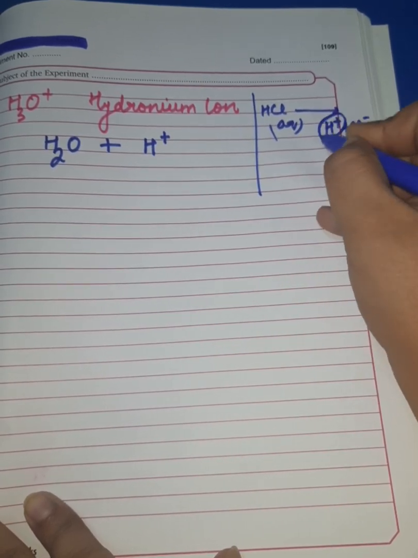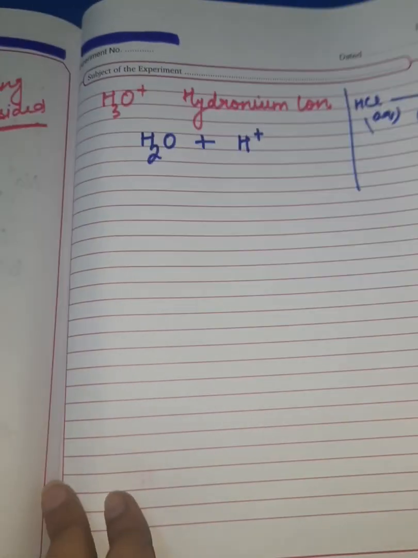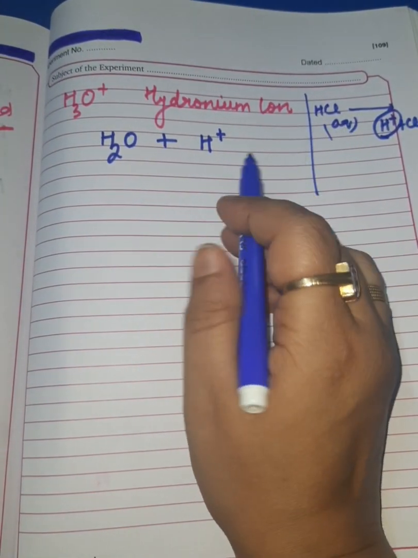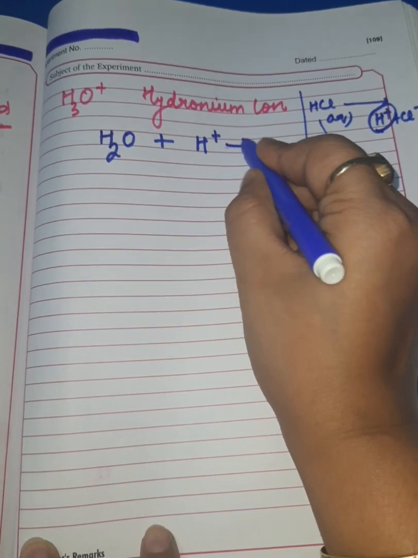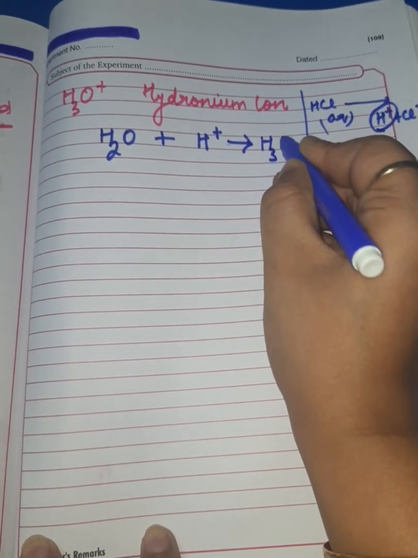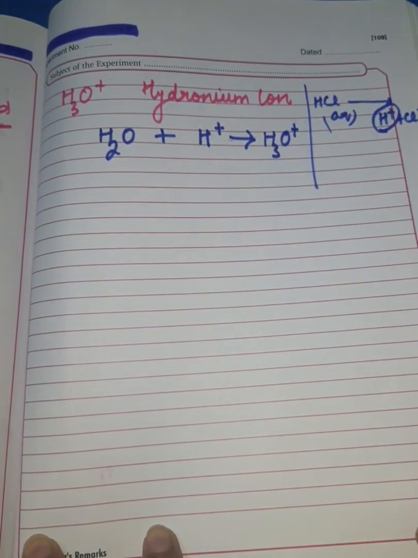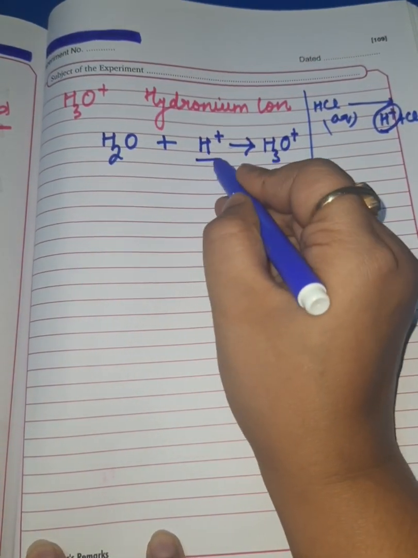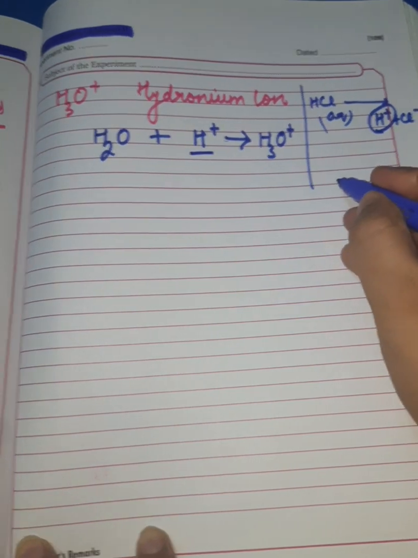So in water, H plus comes from acid. H plus, once formed, comes in contact with water, and their combination gives rise to the formation of hydronium ion. Now let us see how this hydronium ion is formed and why it is formed. See, what is H plus?